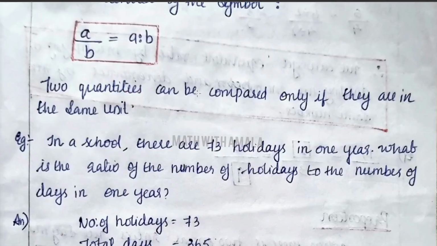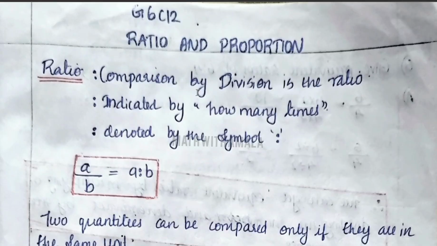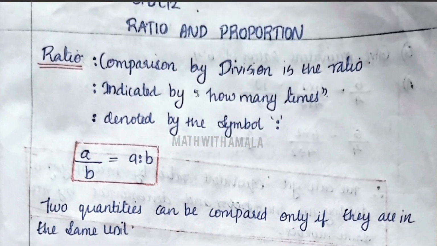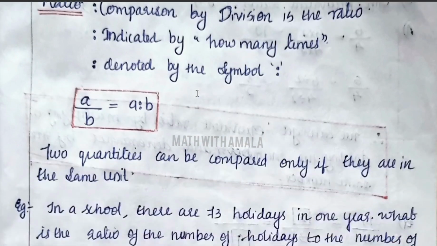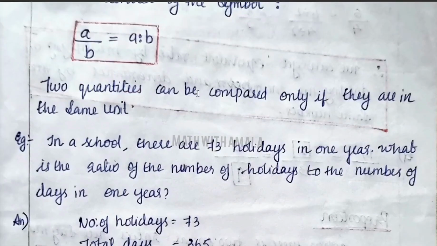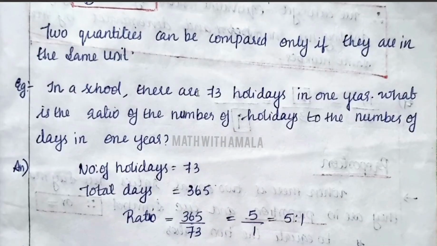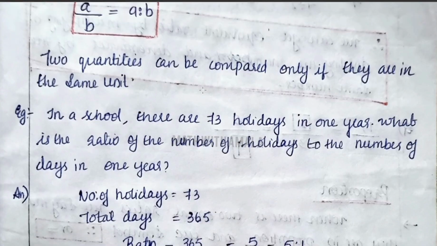So actually this is used for comparison, and we can represent a by b, which is equal to a is to b, where a and b are compared here. Here the fractions are connected with the ratios. A by b is connected with a is to b through the comparison. Two quantities can be compared only if they are in the same unit. If we consider two particular lengths and one is in centimeter and the other is in meter, then we can't compare that. We have to convert that into the same unit.